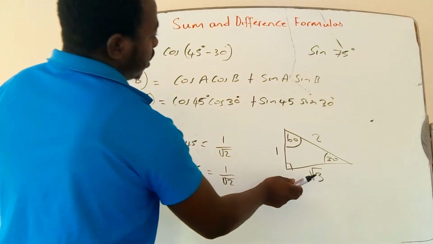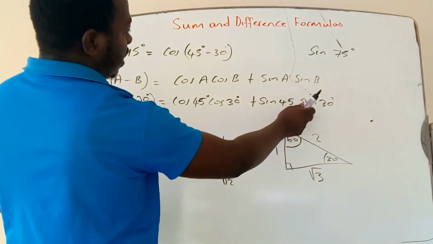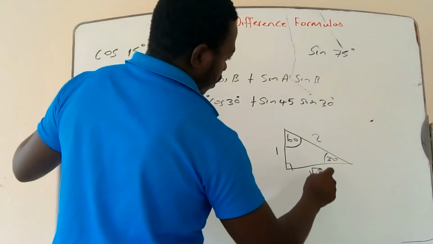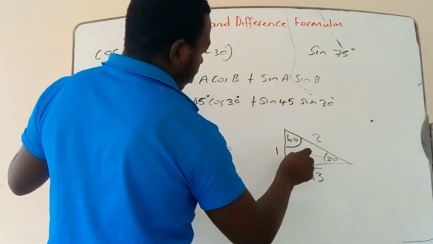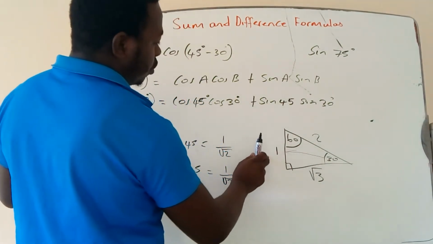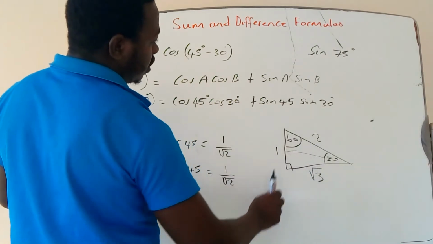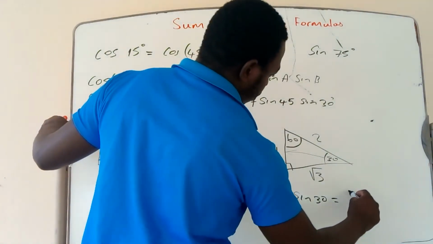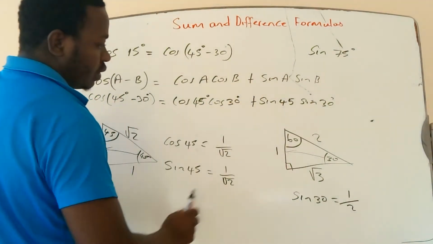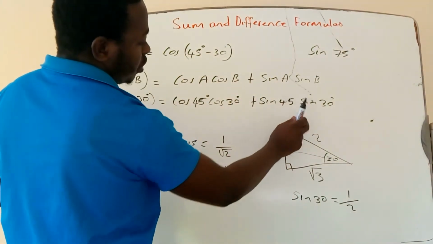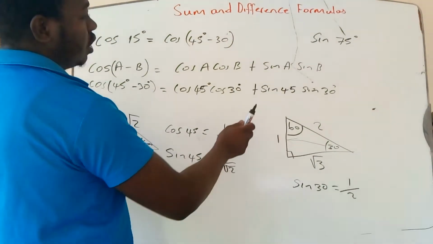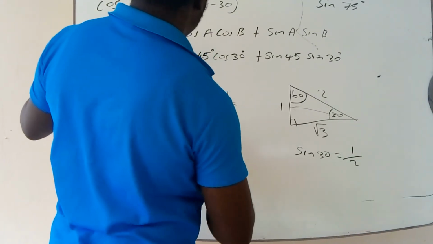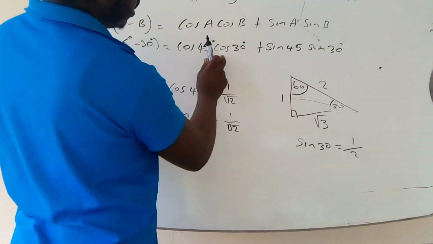From this, we can find what sine 30 is. Sine has to do with the opposite, where 1 is opposite to the 30 degrees. So sine 30 is just equal to 1 over 2, the opposite over the hypotenuse. So that's just a half. And what else do we want? We want sine 45 as well. No, we have sine 45 already. We need cos 30, sorry.